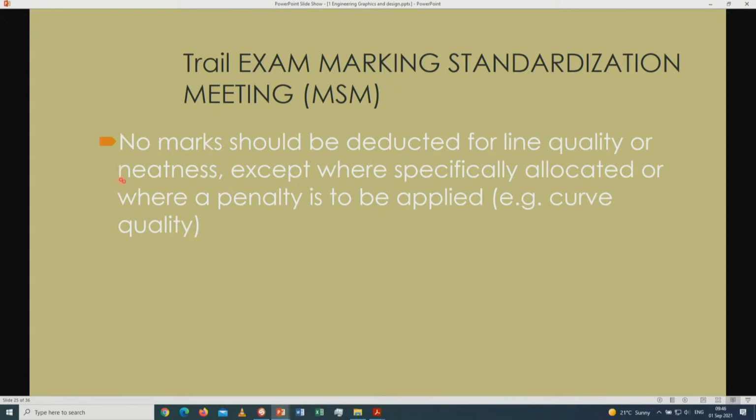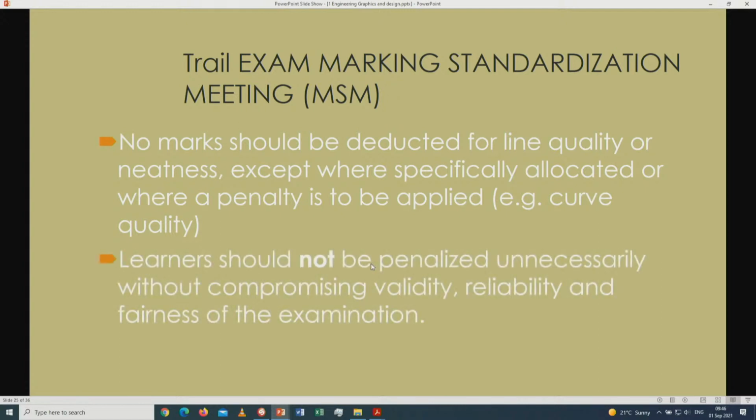All right, the last part of it is, of course, if it's a solid line and the learner makes a dash line of it, then that should also be wrong. So it has to be the correct line. But neatness, too dark, too light, whatever the case might be, you normally don't subtract marks for that. Learners should not be penalized unnecessarily, without compromising the validity, reliability and fairness of the examination.